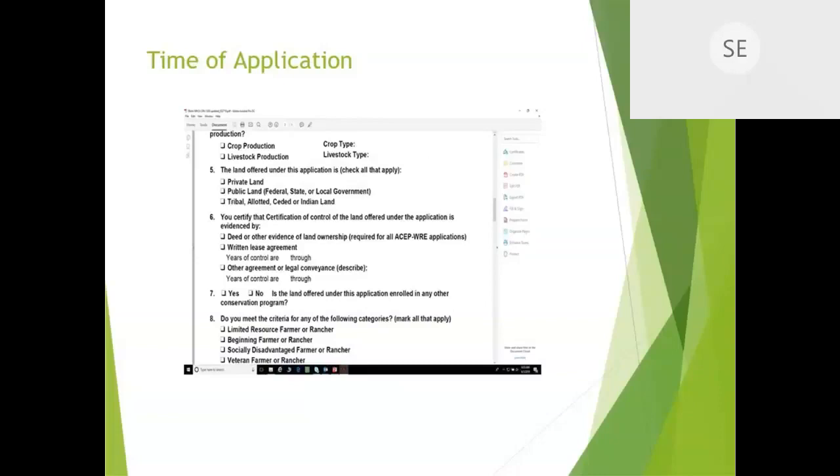So at the time of application, this is page 2 of our application, and basically question 6 is going to ask them if they can certify control of land, and they're basically going to check one of those boxes. And if they're not the owner, they're going to write in there the number of years that they have an agreement through, and that might be a verbal agreement with the person. However, at the time of application, when they're submitting this showing their interest in a program, that is all they need to do. That is them self-certifying that they have control over that land at that point, and that is good enough for us at that time of application to demonstrate that.